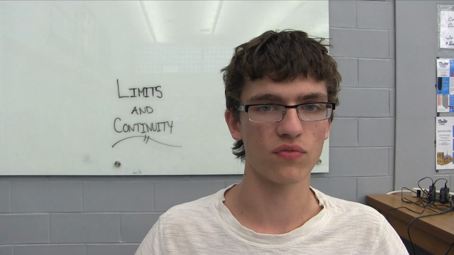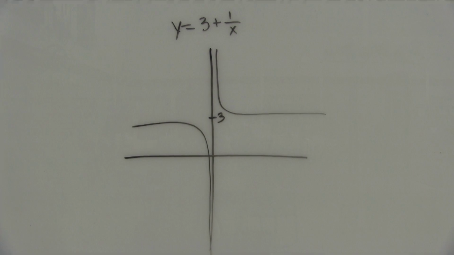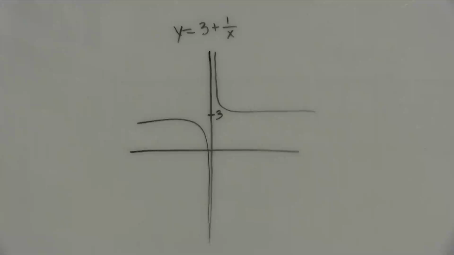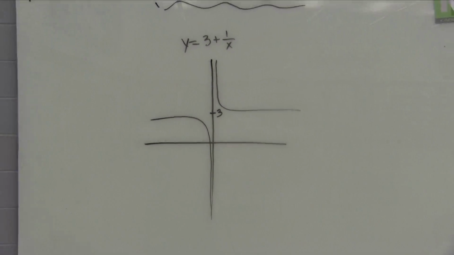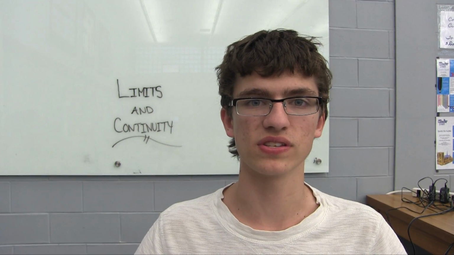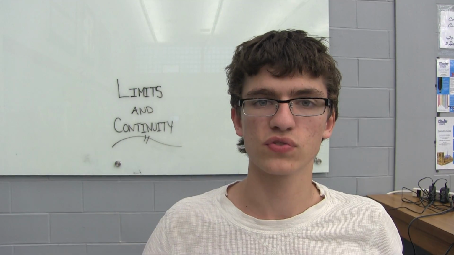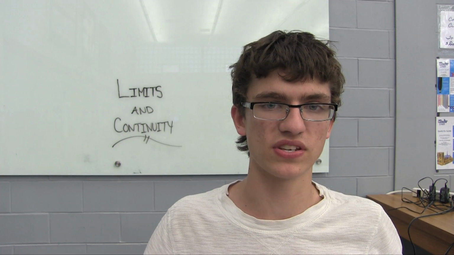When you look at the graph of 1 over x plus 3, you can see that there is no y value equal to 3. As x approaches infinity and negative infinity, it approaches 3, but it never quite touches 3. Therefore, a horizontal asymptote exists at y equals 3. As far as limits involving infinity, their properties are essentially the same properties as any other limit.